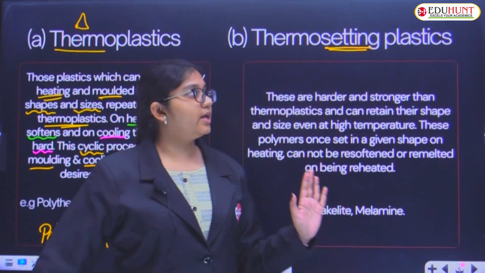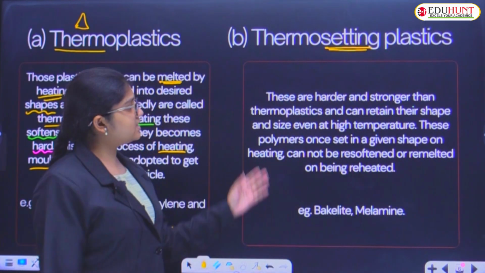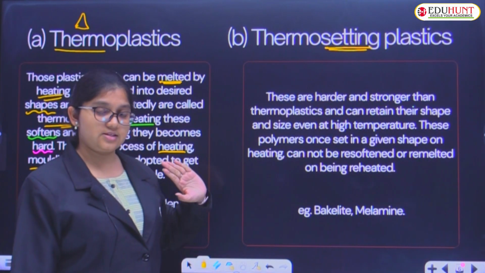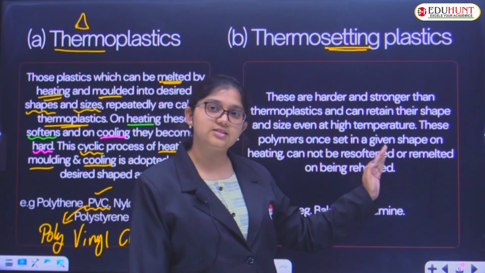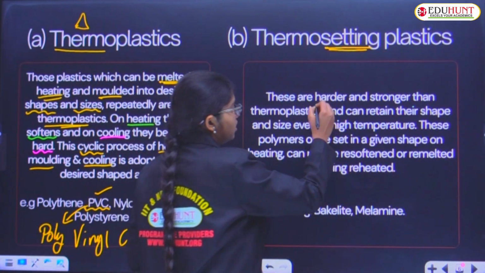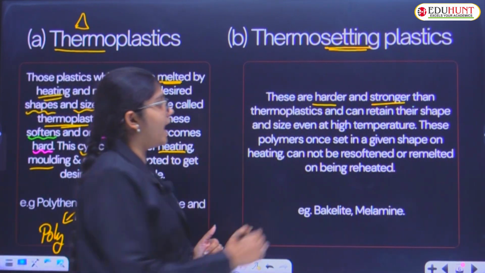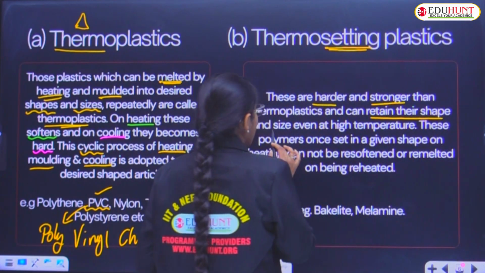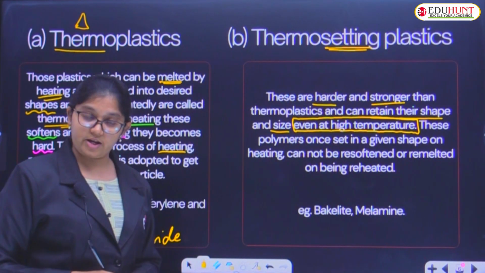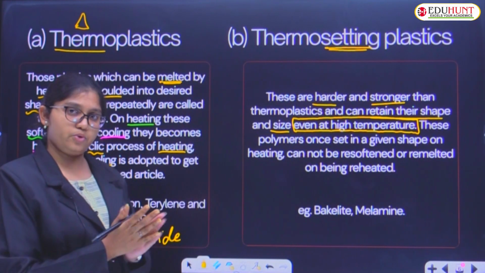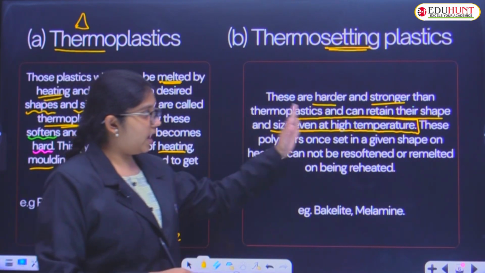Okay, so coming to the next type of plastic, that is thermosetting plastic. Okay, ready? So these are harder and stronger than thermoplastics. Comparatively to thermoplastics, thermosetting plastics are very strong and hard also. Very good. And can retain their shape and size even at high temperatures. Okay, at high temperatures, what in sense? At high temperature they can retain their shape and they can retain their size also. Okay, and these are hard and stronger too.